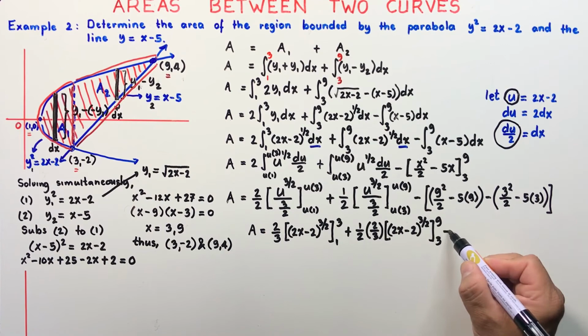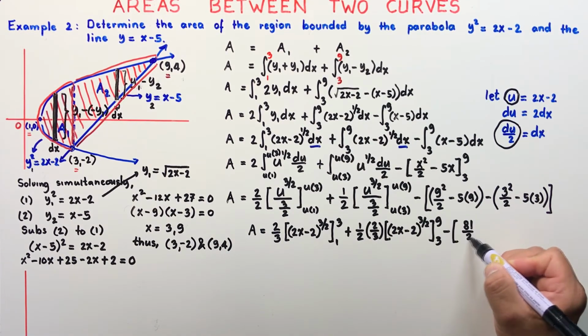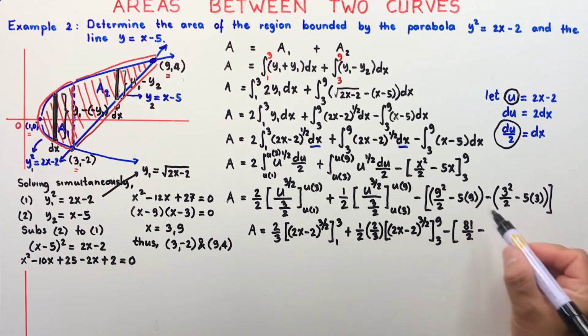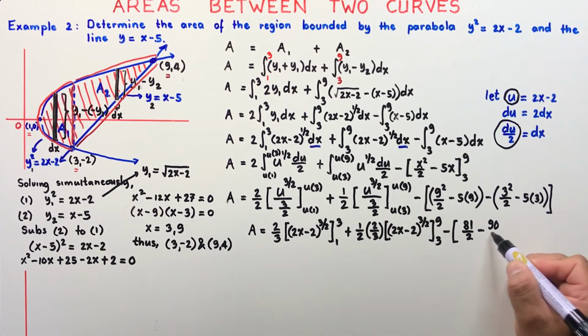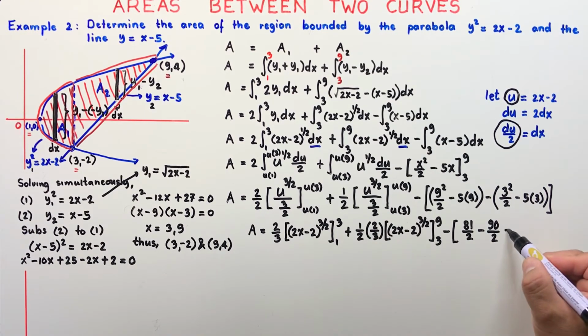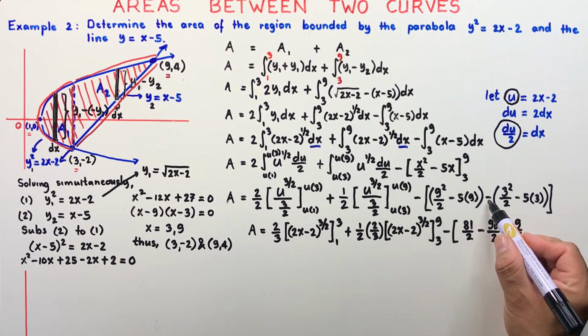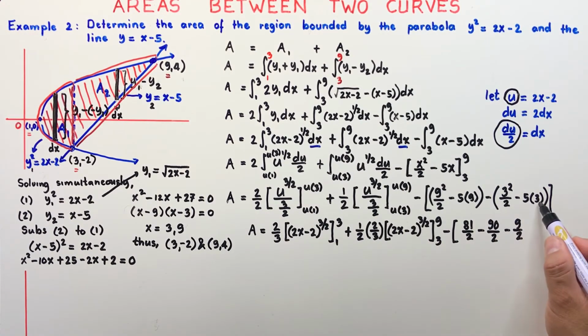and this will be subtracted by 81 over 2 minus 45, but I can express 45 as 90 over 2 so that they will have the same denominator, minus 9/2, and this is minus 15, but because we have a negative outside the parenthesis, this will become positive 15, and positive 15 can be written as 30 over 2.